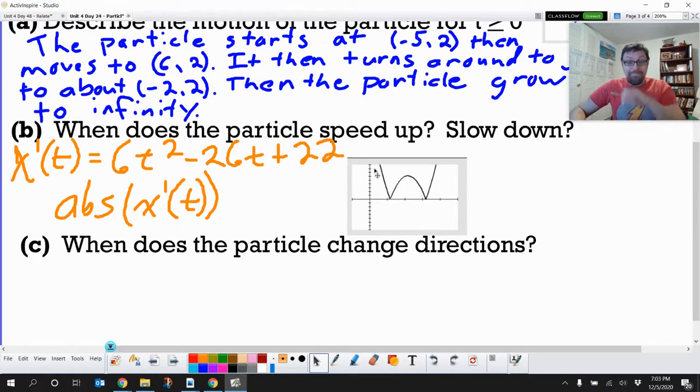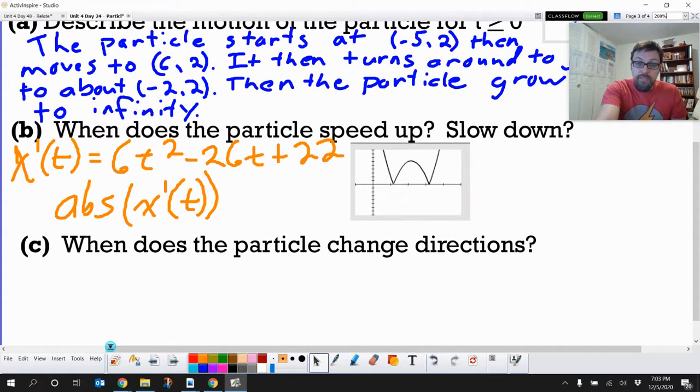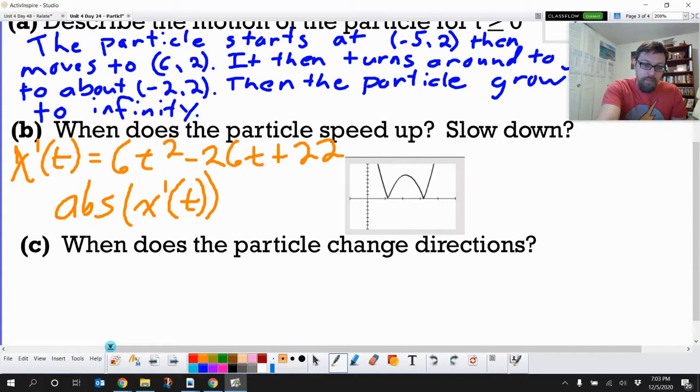So the particle is speeding up when the slope of this line is positive. So if it is getting bigger, that means my speed is increasing. So if the slope of this line is positive, it is speeding up. So that is happening right here, and it is happening right there. My particle is slowing down when the slope is negative, when the graph is going down. So here's a section where it's going down, and then here is another section where it's going down. So that is where it is slowing down in green and where it is speeding up in blue.